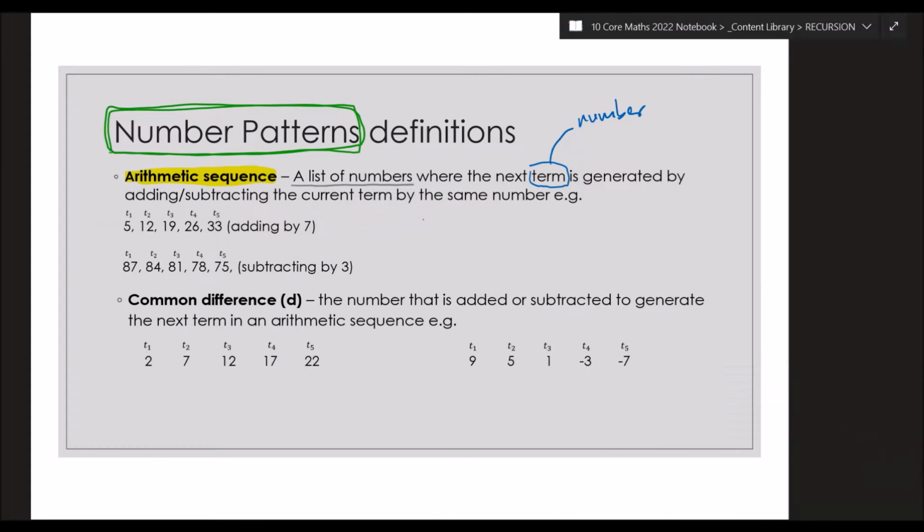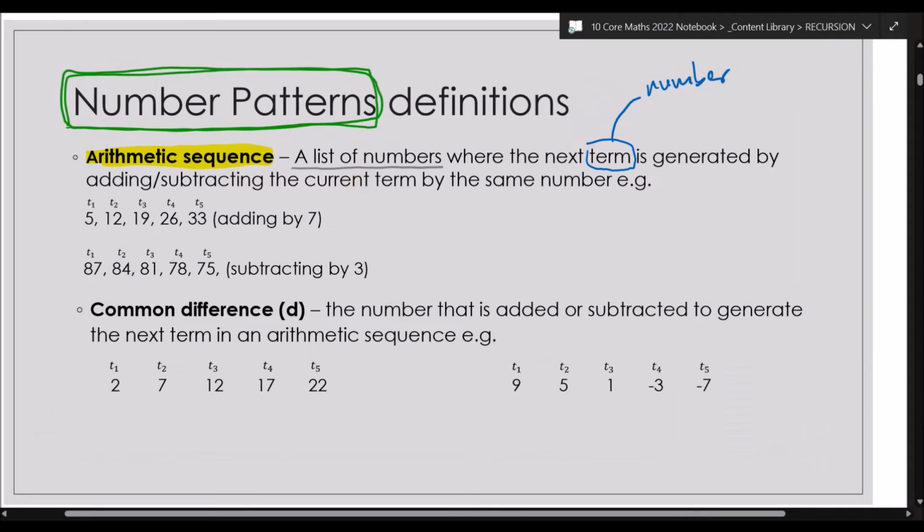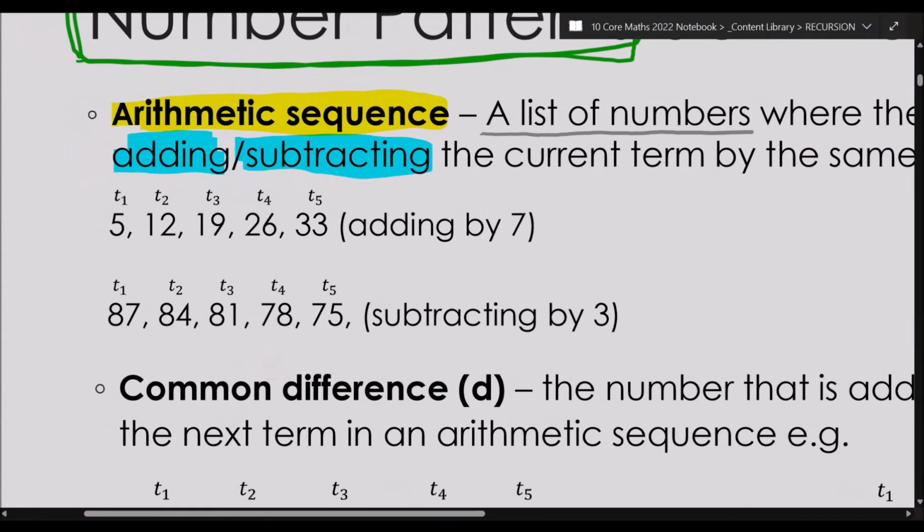So saying is the next number in an arithmetic sequence. To get it, you're either adding or subtracting by the same number. So you're adding or subtracting by the same number to get the next number. Here's an example. Let's look at this number pattern.